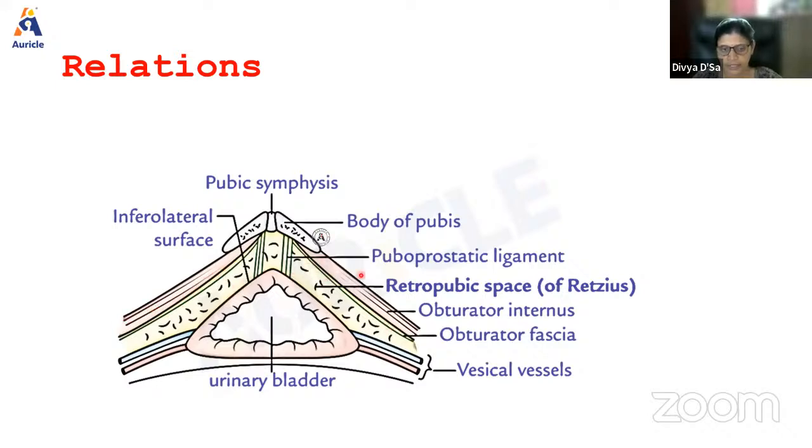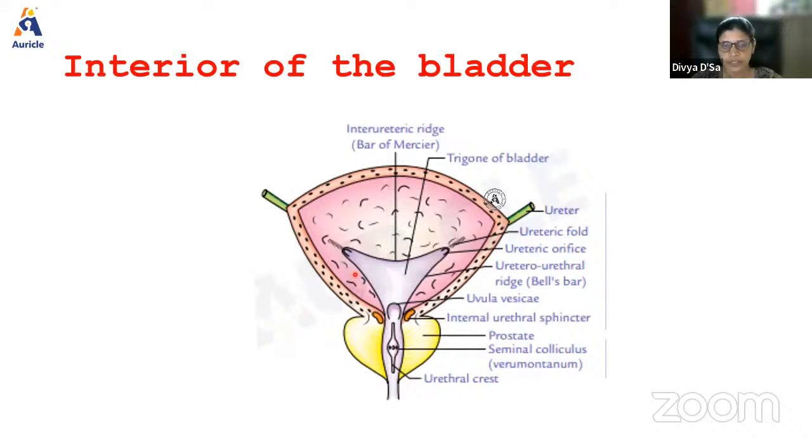This space contains the retropubic fat and the vesical plexus of veins. Why is this clinically or surgically important? Surgical operations of the bladder and the prostate are approached retroperitoneally, that is, from behind the peritoneum, through this space. So that is about the retropubic space.